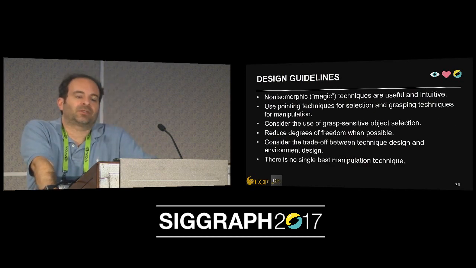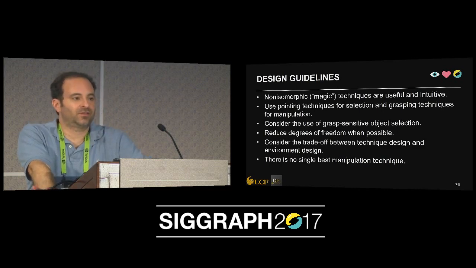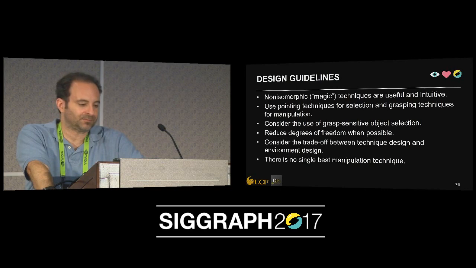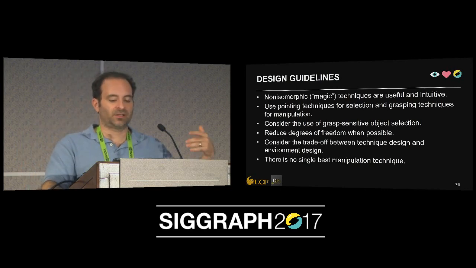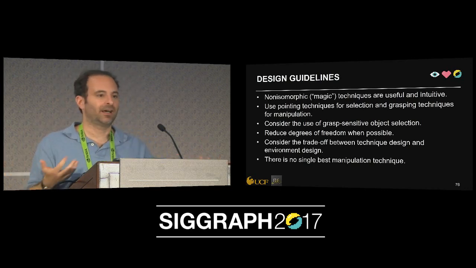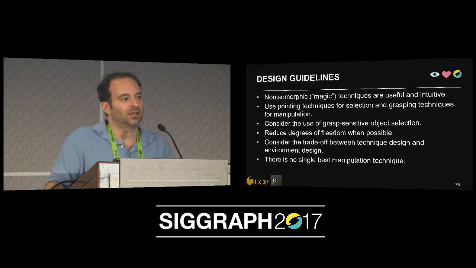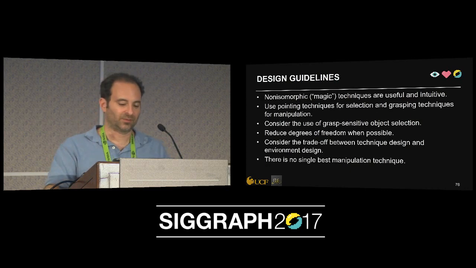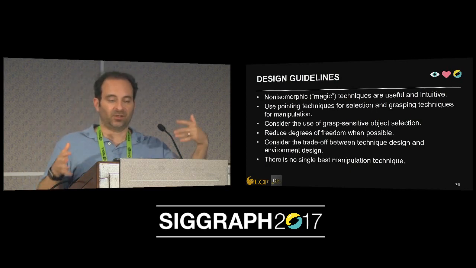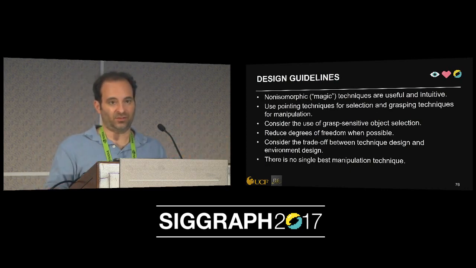Non-isomorphic, aka magical techniques, are very powerful and intuitive. I think you've seen that from the examples I've shown you. And if your application allows you to use them, then you should try to use them because they are very powerful. Pointing techniques for selection and grasping techniques for manipulation, that's kind of like a standard thing, right? It's much easier to point at objects and manipulate them using grasping, okay? But then again, you want to think about sensitivity when you're doing grasping because that's important, okay?